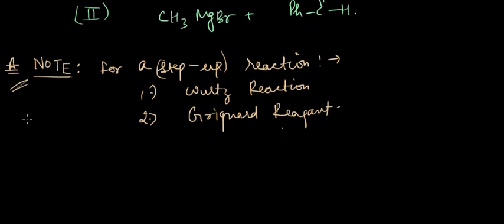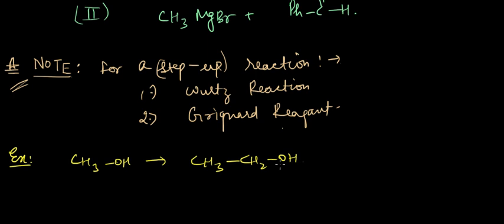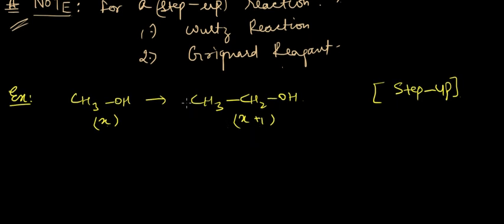Coming back, using this fact only, we are doing our next set of examples. So you have to prepare this compound from this. It has x number of carbon atoms and the product has x plus some more carbon atoms, hence it is a step up reaction. So what can you think of for a step up reaction? You can think of Grignard or Wurtz. Let's think of a Grignard.